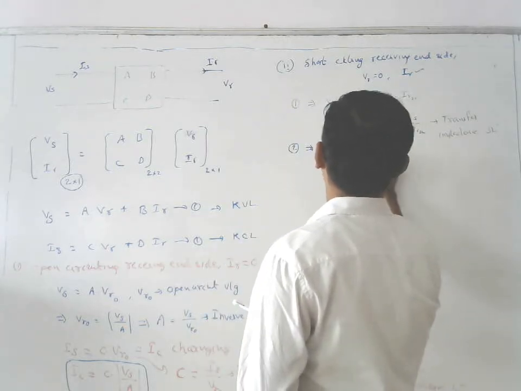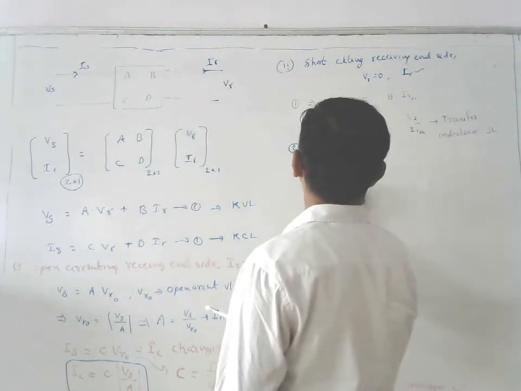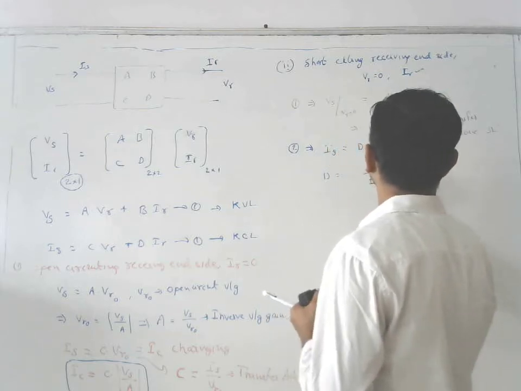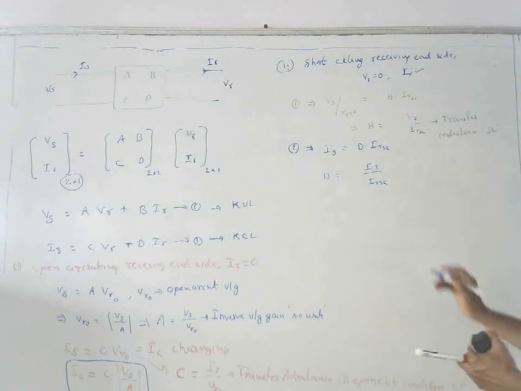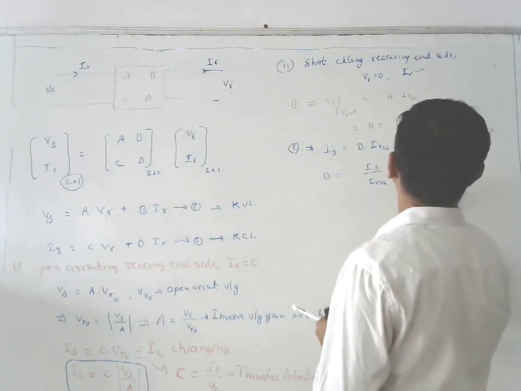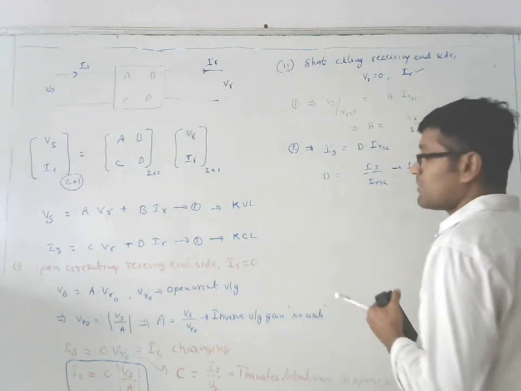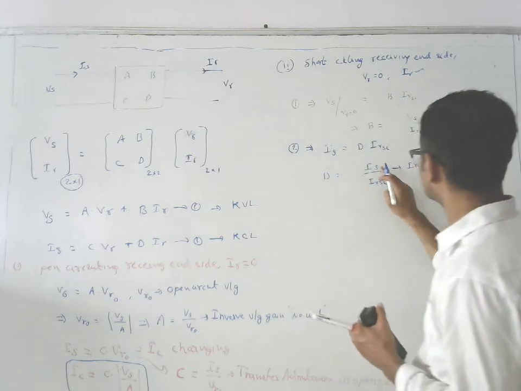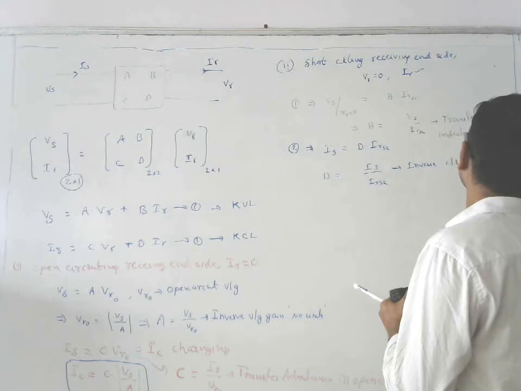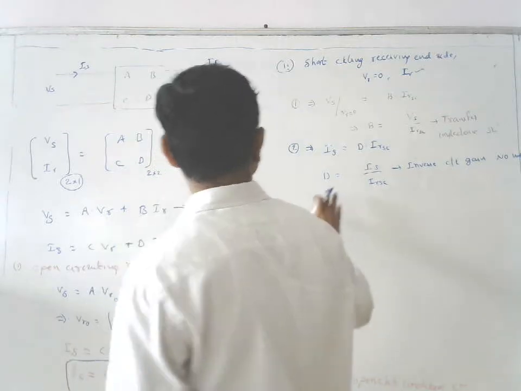So D is equal to what here? I can define D is equal to IS by IRAC, so input current by output current. Here also I can use the term transfer inverse and the ratio of current to current. So current gain, how do we define it? Output current by input current, but here reverse, so I can call it inverse current gain. The units are no units, current by current, no units. So the ABCD parameters we can come like this to any transmission network.